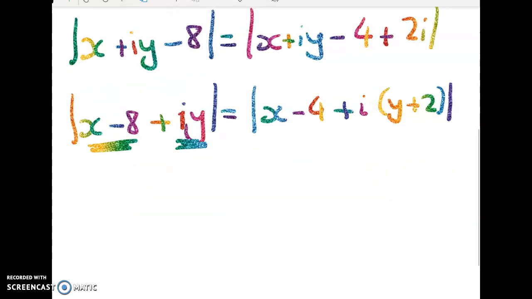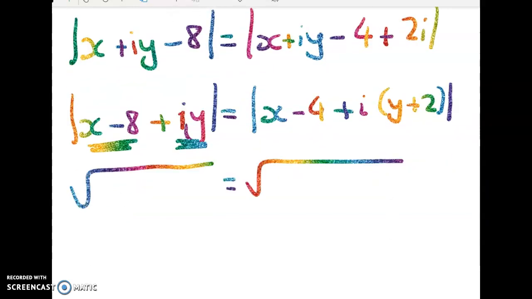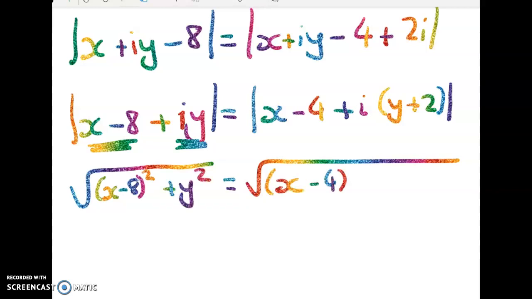Now, the modulus of each side is the square root of this. So I'll do it slowly. The modulus of this side is x minus 8 squared plus y squared. And here we've got x minus 4 squared plus y plus 2 squared.